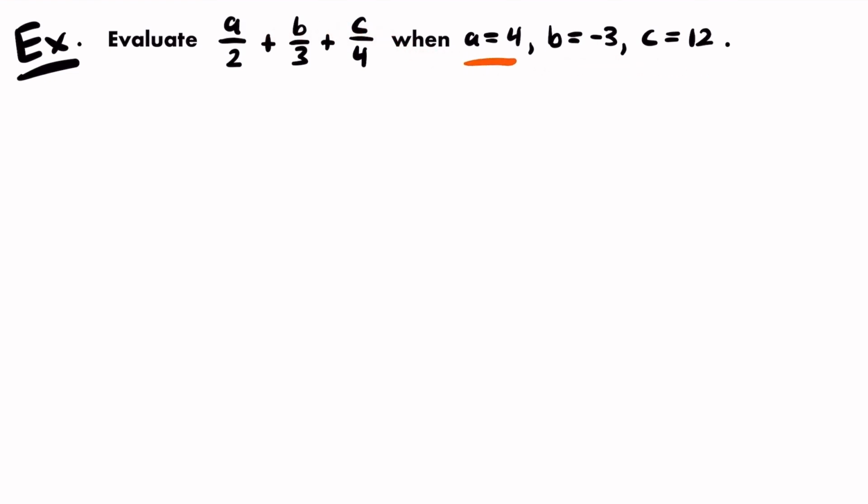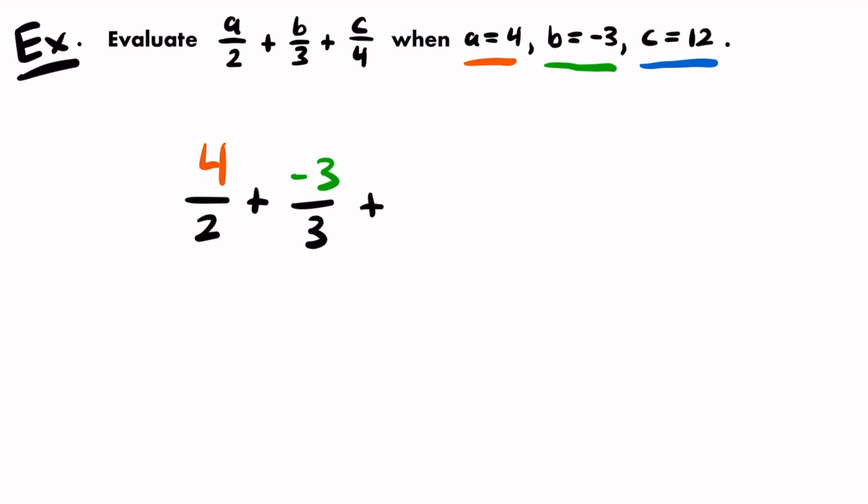And so in this case, a is equal to 4, b is equal to negative 3, and c is equal to 12. So we want to substitute in or plug in 4 for a, negative 3 for b, and 12 for c. So here's what that will look like. We have a divided by 2, so that will be 4 divided by 2. So I'll write that down, 4 divided by 2, plus b divided by 3, and b is equal to negative 3, so we have negative 3 divided by 3, and then plus c divided by 4, and c is 12. So we have 12 divided by 4.